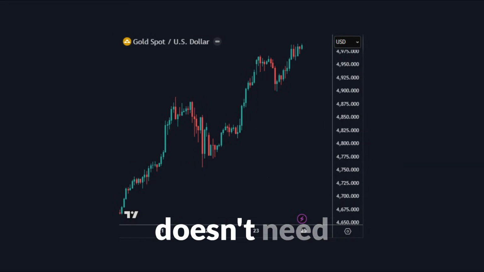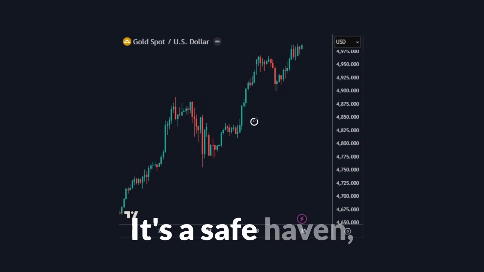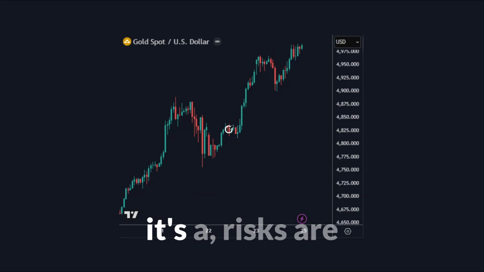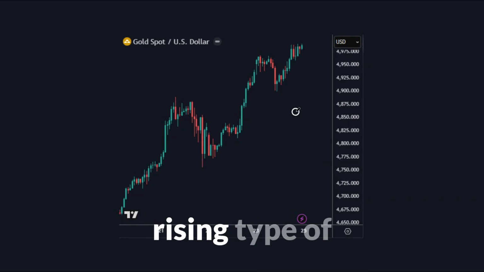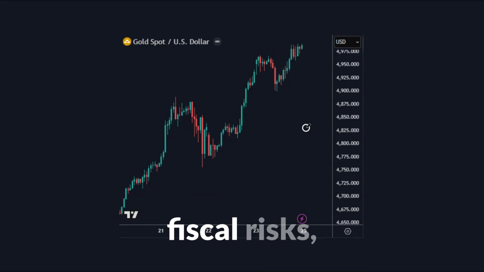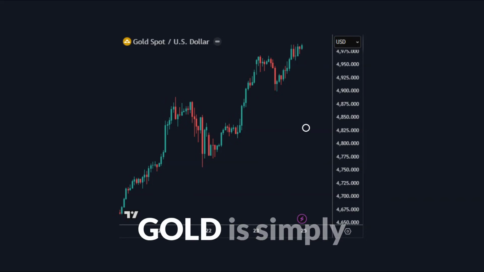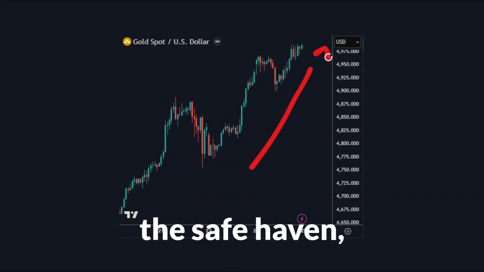Gold obviously doesn't need any explanation. It's a safe haven. But more so, it's a risks-are-rising type of safe haven, okay? Whether that's fiscal risks, geopolitical risks, economic risks, gold is simply the safe haven, period.